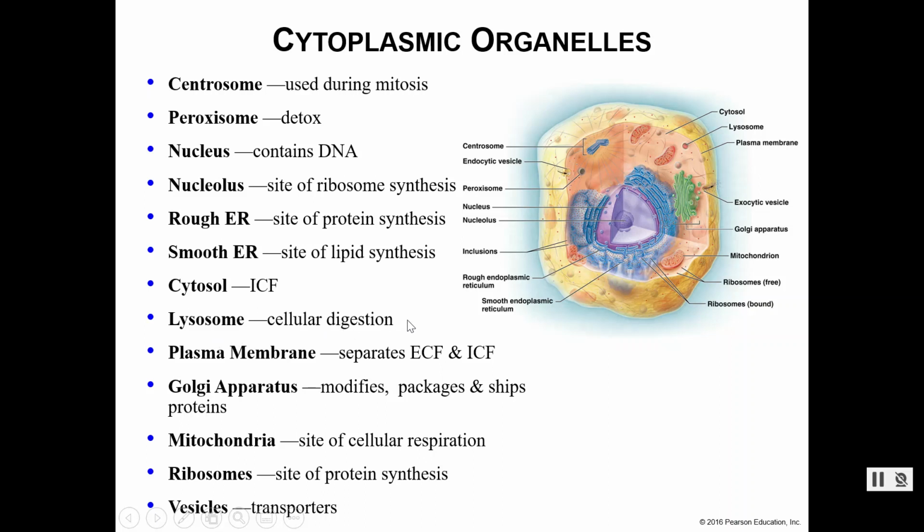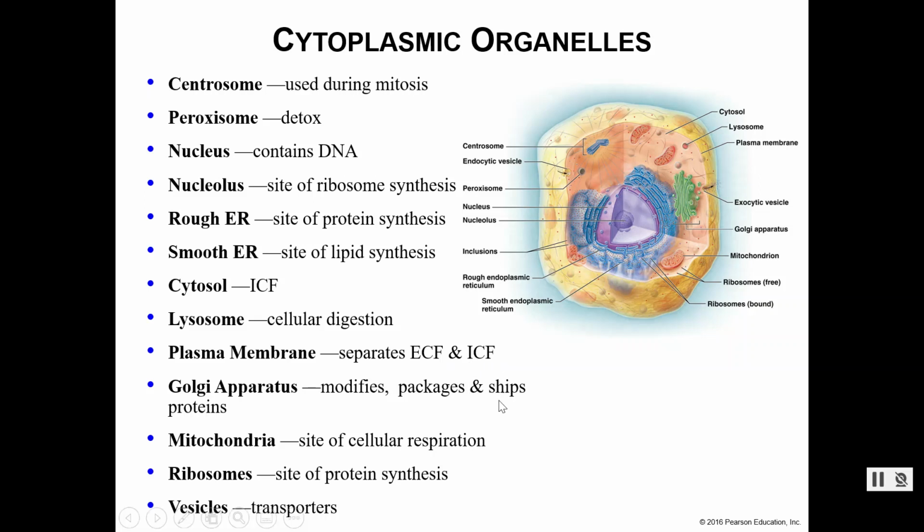Lysosomes are good for cellular digestion. We could digest old and worn out organelles. We could ingest a bacteria and need to break it down, all kinds of good stuff. It's kind of like a garbage disposal almost. We've mentioned your plasma membrane several times. It helps us separate inside from outside of the cell and has several other functions as well.